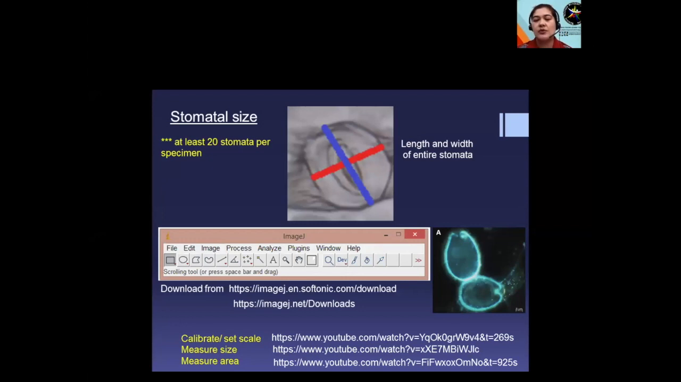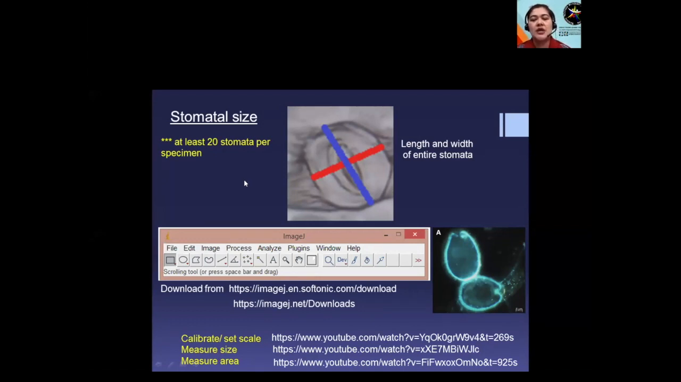Okay. And then we go to stomatal size. Now, bakit mas komplikado ang stomatal size? Kasi kailangan mong tignan yung isang buong stomata. Okay? So you're going to measure the length in the blue line and the width in the red line. Okay? And this would be 20 stomata per specimen at least. Okay? Parang ang hirap naman po niyan, ma'am.